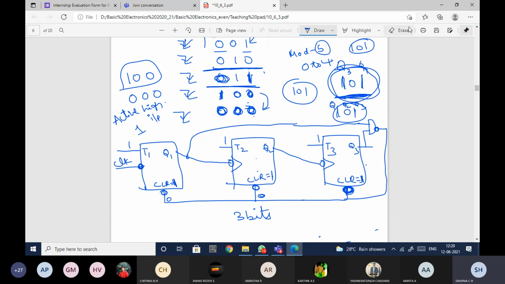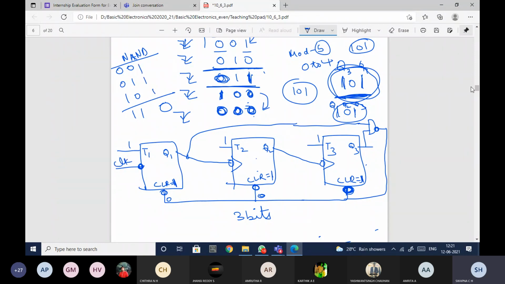Okay, so just check again. What is the truth table of the NAND gate? Let me write the truth table of the NAND gate: 0 0, 0 1, 1 0, 1 1. So for the NAND gate output, where will you have 1 and where will you have 0? Only in the last case you'll have 0 and all others it will be 1.